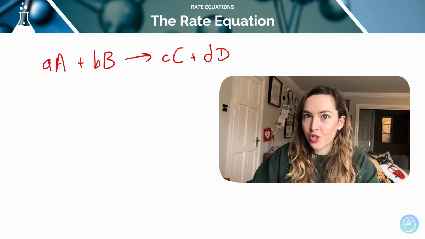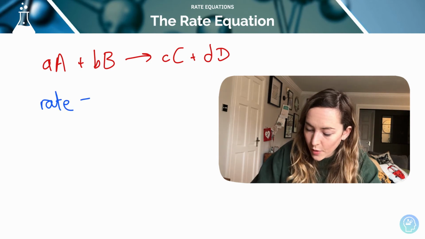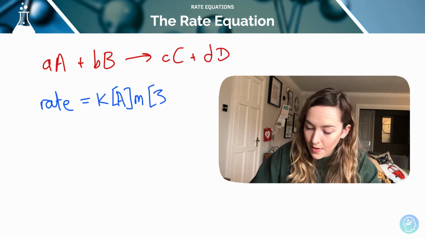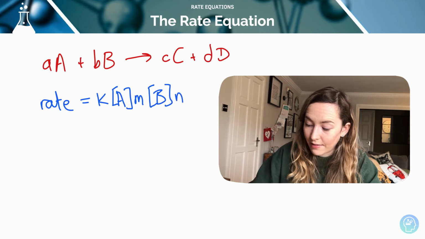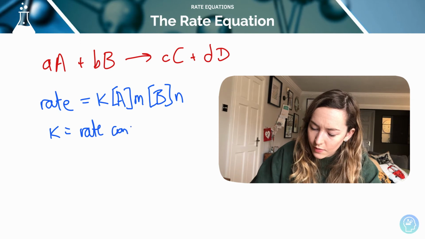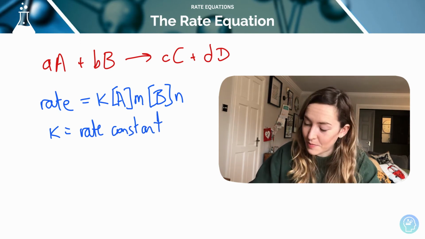The rate equation for this particular experiment is going to be K, our rate constant, times the concentration of A to the power M, the concentration of B to the power N. So K is our rate constant. You'll come across the letter K quite a lot. It often does mean a constant.